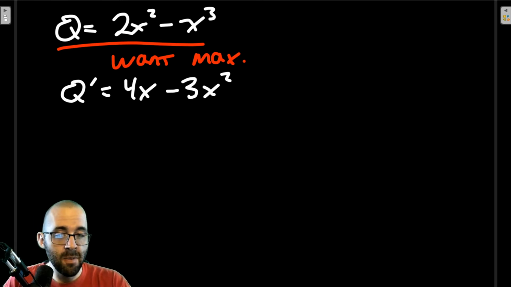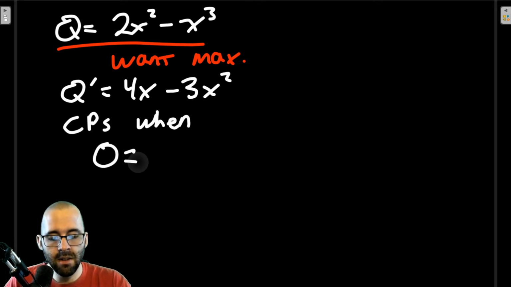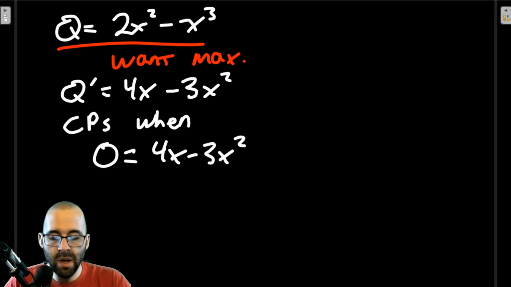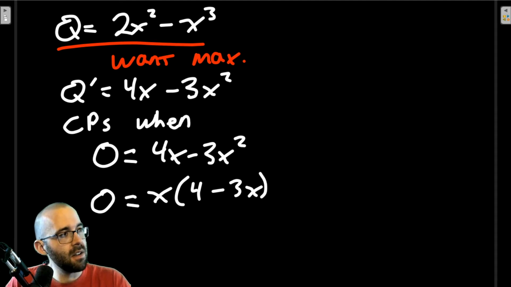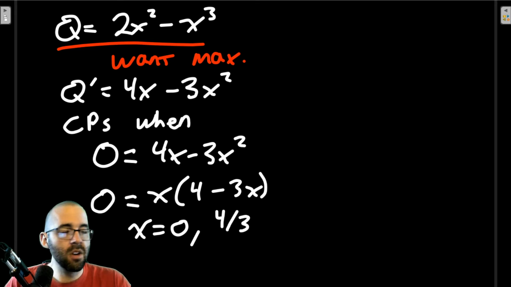There are relative extrema potentially at critical points. A critical point is when the first derivative is undefined or equals 0. Well, this is a quadratic equation. We can factor to solve this, factor out an x, and we're going to be left with 4 minus 3x. We're going to have critical points when the first thing equals 0, or when 4 minus 3x equals 0, when x is equal to 4/3. So 2 critical points here.